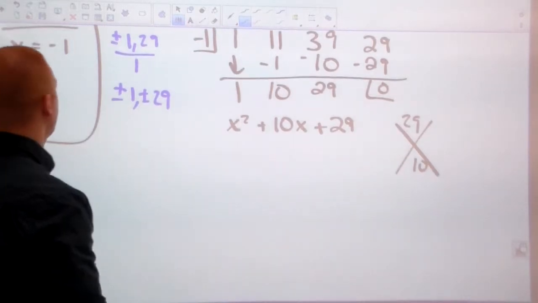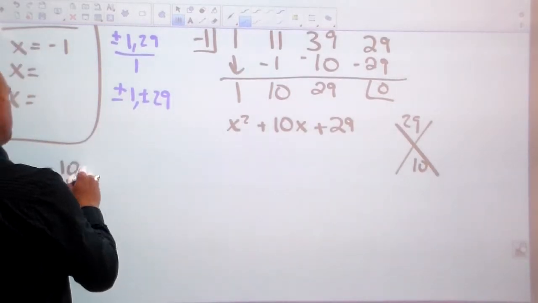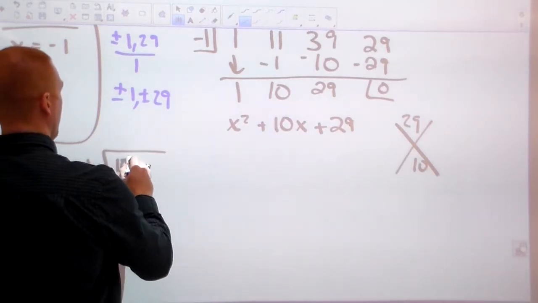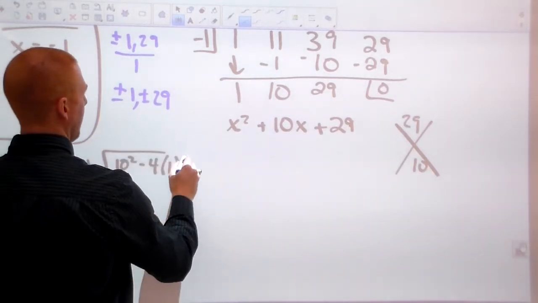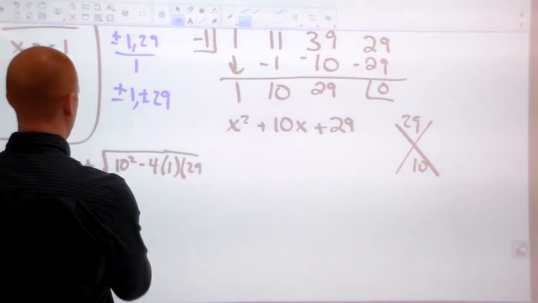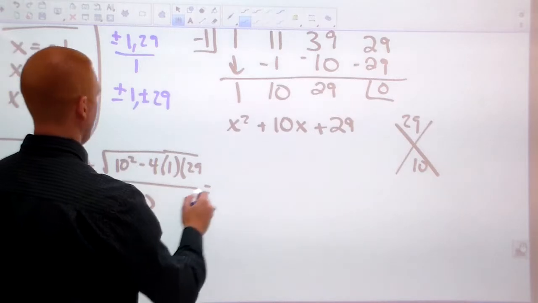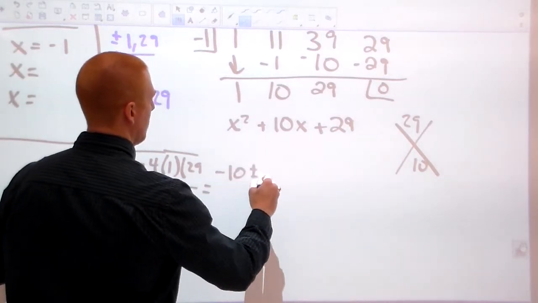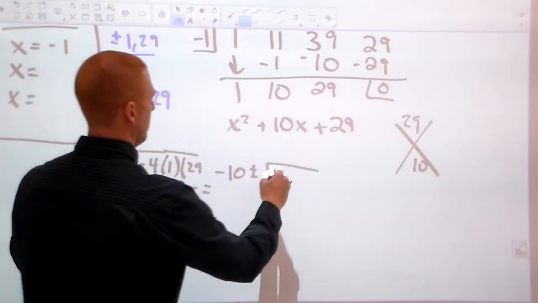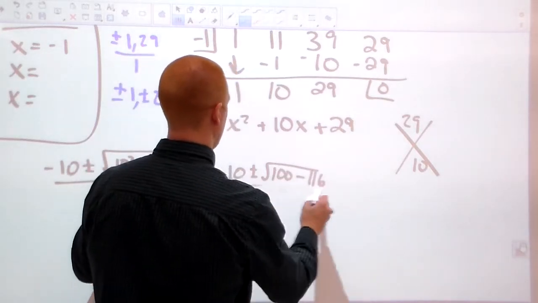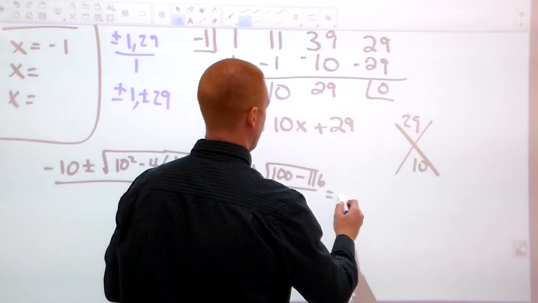So this will be a good candidate to use your quadratic formula on. So negative 10 plus or minus the square root of 10 squared minus 4 times a times c, all over 2a. And let's reduce down and see what we can get here. So negative 10 plus or minus the square root of 100 minus 116, all over 2.